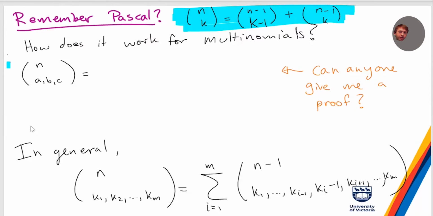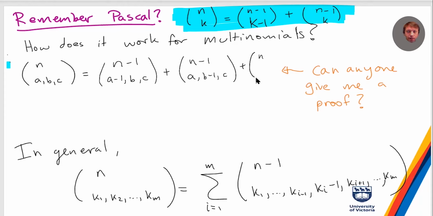So here's the version of Pascal's identity for multinomials. You take n choose a, b, c, and that's equal to n minus 1 choose a minus 1, b, c, plus n minus 1 choose a, b minus 1, c, plus n minus 1 choose a, b, c minus 1. This is asking for a bit of audience participation: can anyone give me a reason why this is true, either in the chat or by unmuting?